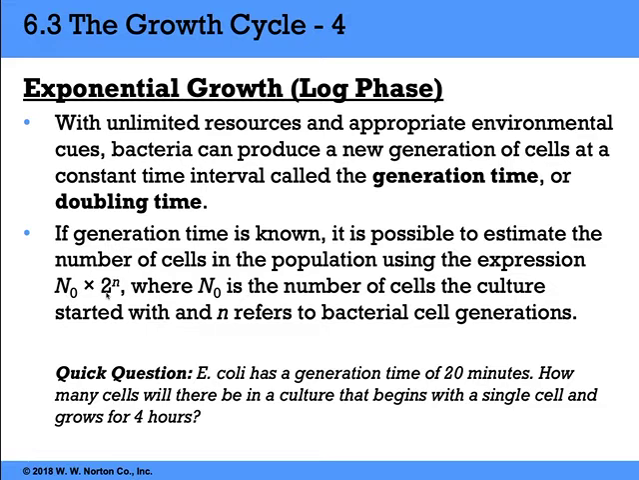So E. coli has a generation time of 20 minutes. How many cells will there be in a culture that begins with a single cell and grows for 4 hours? So n sub 0 would be 1. 2 to the n, what would that be? Well, how many 20-minute periods are in 4 hours? An hour is 60 minutes, so there are 3 20-minute periods in an hour. You take the 3 and multiply it by 4. That's 12 20-minute periods. So it'd be 2 to the 12th, so 1 times 2 to the 12th. And if you do that, that equals 8,192, okay?